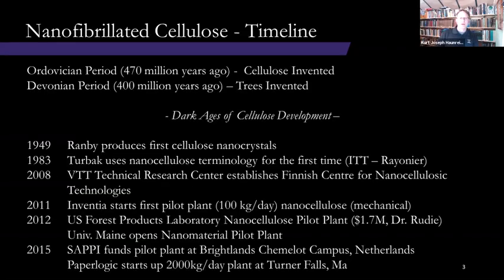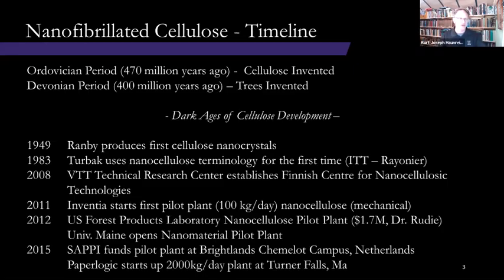Okay. All right, so everybody knows when cellulose was invented, right? 470 million years ago during the, I cannot pronounce that, Ordovician period, right? Everybody knew that, didn't they? And it took 70 million years before trees were invented. That was kind of the climax and the height, the development of cellulose, right? During the Devonian period. Now I'm going to call the next 400 million years the dark ages of cellulose development, even though paper was made during that time, right?